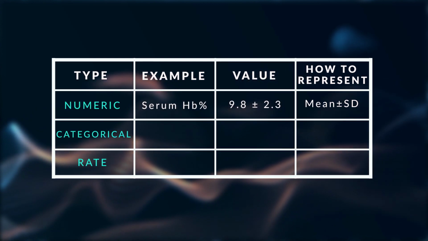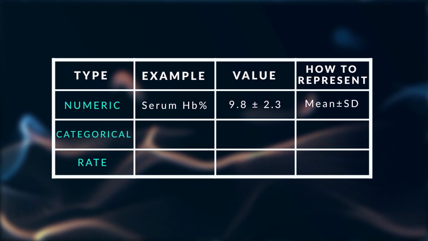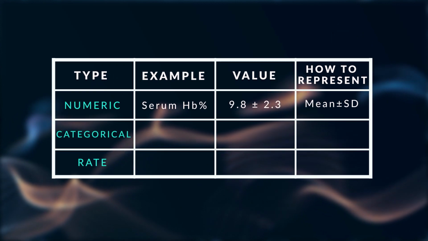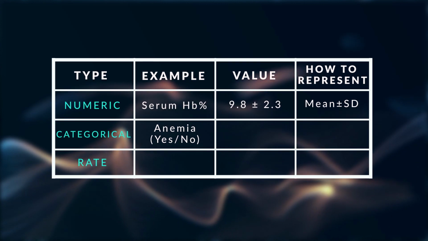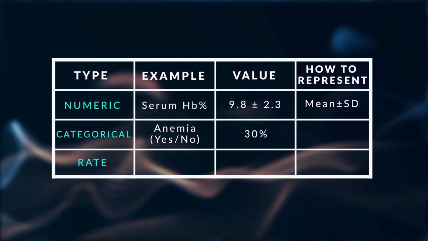Second type of outcome is a categorical outcome. Answer to this kind of question is in terms of the text. The person is anemic or not anemic. Usually this is expressed as a percentage.